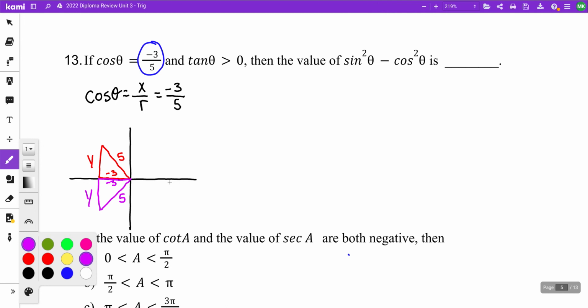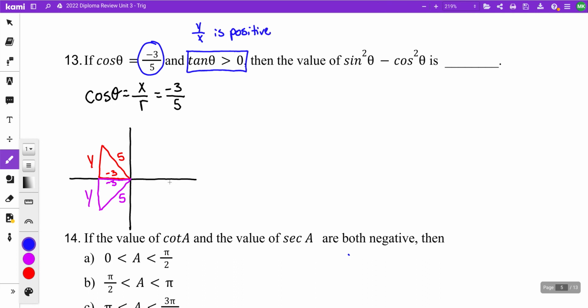Wouldn't it be the second one because tan theta is larger than 0? Yeah. This right here. Tan theta is bigger than 0. They're telling you that tan is positive. That's y divided by x is positive. Tan is y over x. Greater than 0 means positive. There's two places where tan is positive. It's positive in quadrant 1 or 3.